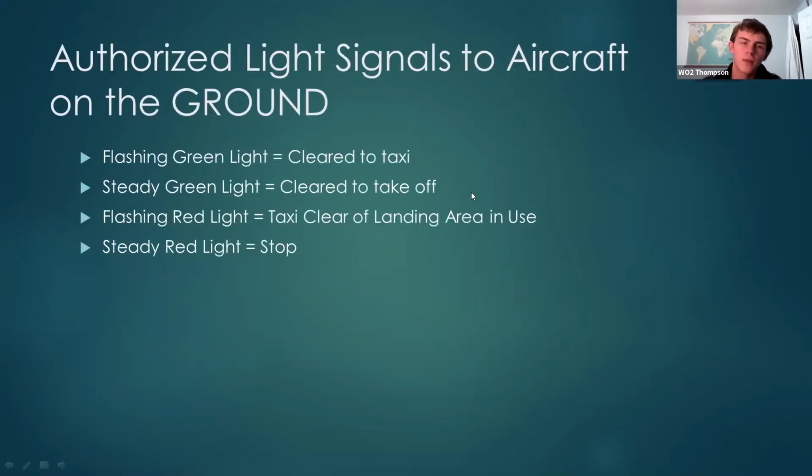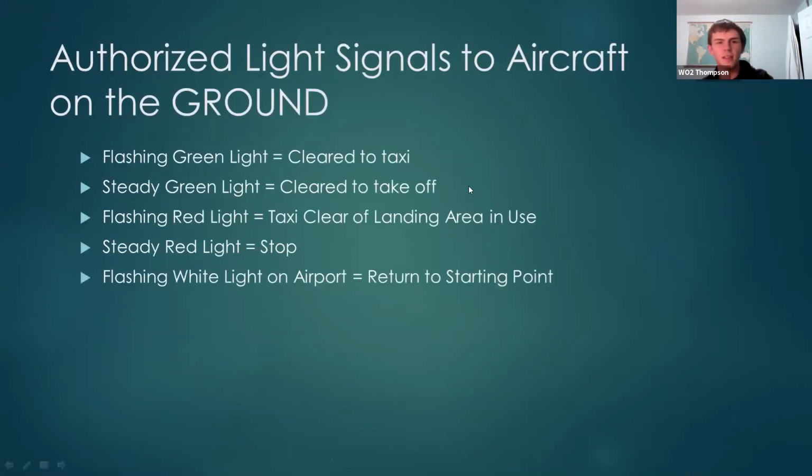So flashing green light is cleared to taxi, steady green is cleared to take off. So you can think on the ground, green means go, somewhat. Flashing red is get out of the landing area. Steady red is just stop where you are. And a flashing white light would be returning to your starting point.